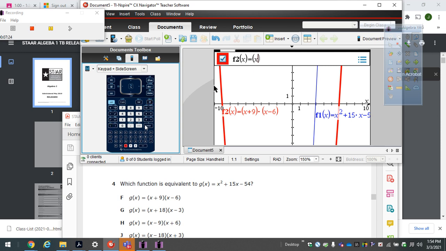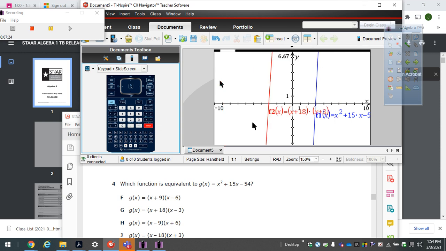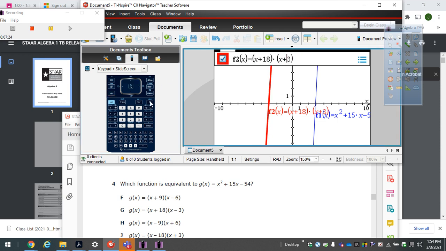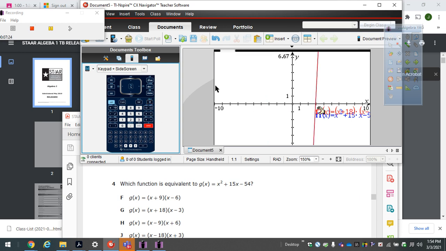X plus 18, x plus 3. I'm going to put plus 3. It's minus 3. So I want to go back and fix that. Press tab. Press up. Minus 3. Now, you see how it's directly on top of the other one? Now you know they're the exact same thing.